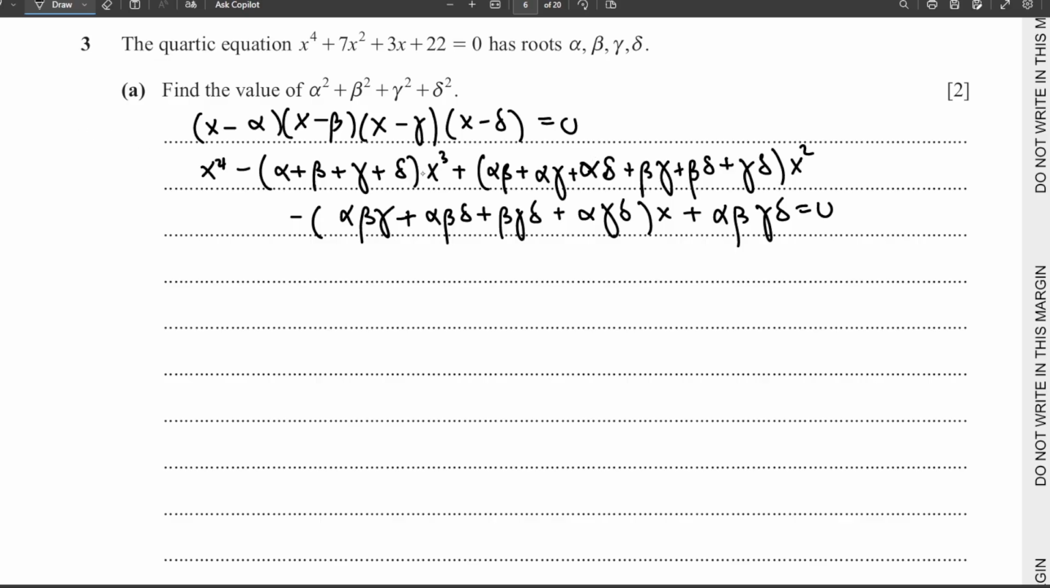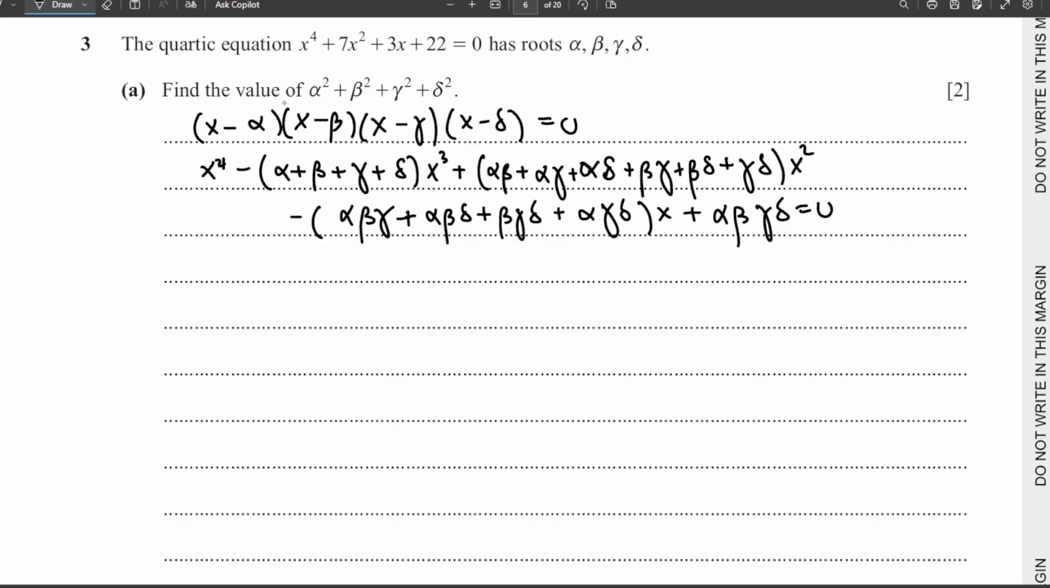If you look at it, the coefficient of the x cubed is just the sum of the roots. The coefficient of the x squared term is the multiplication of each combination of two of the roots, so you have alpha beta and so on. For the x term, the coefficient is the combination of three of the roots all multiplied together. Last one, the term independent of x is just all the roots multiplied together.